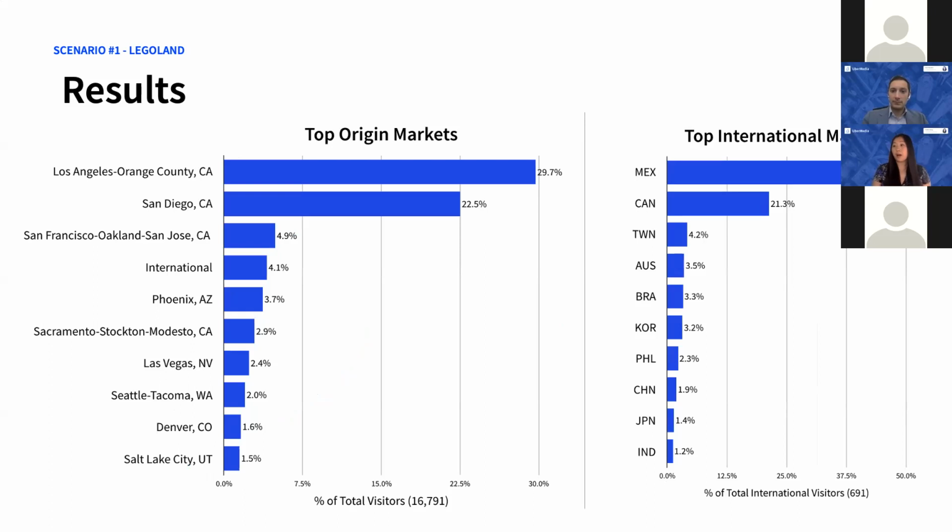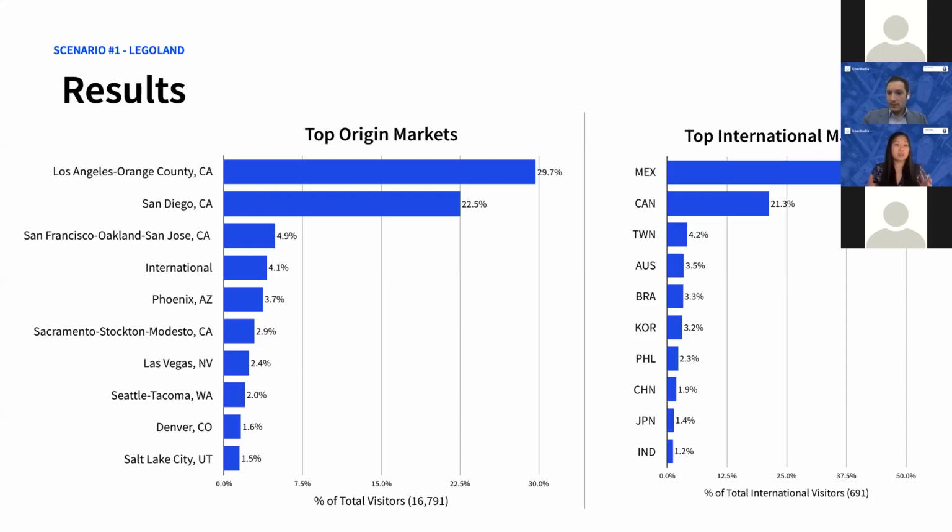So you have here with the metro areas, you can break down what are the top metro areas that the location is drawing from. Not surprisingly, Los Angeles is at the top of the list, but also San Diego, followed by the longer haul or the farther metro areas like San Francisco. You can also break this down internationally and understand how much more or less you're getting visitors from each of our international markets. So Mexico was at the top of this list, followed by Canada.